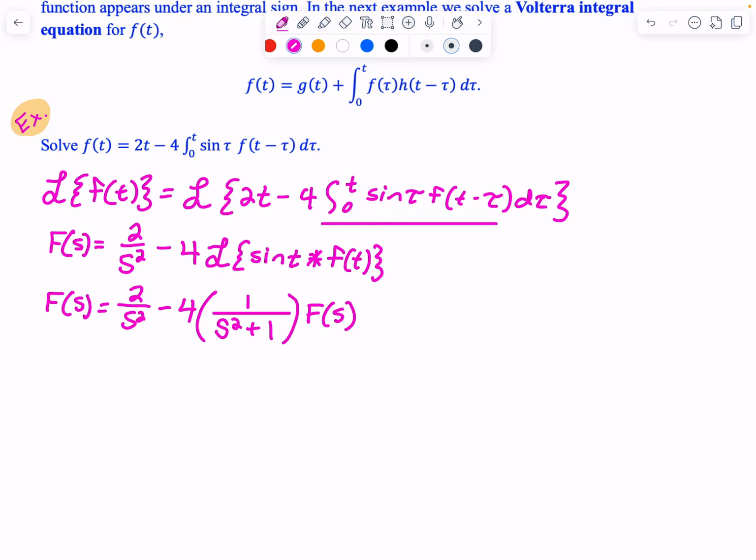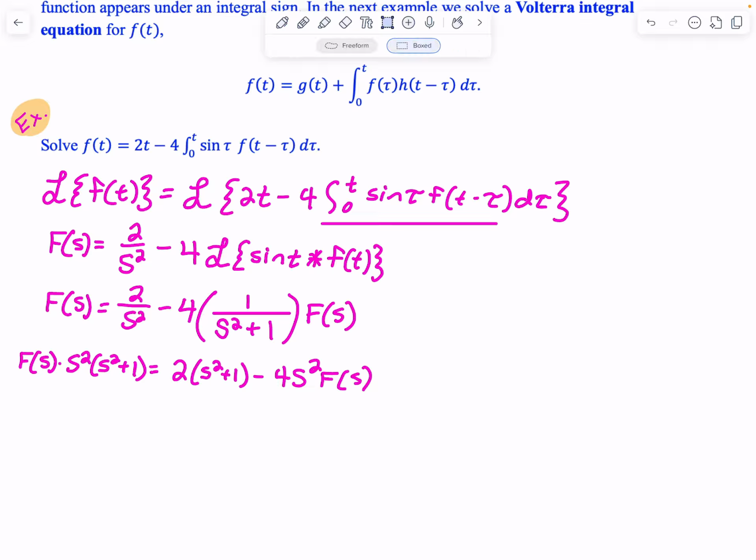Since we have fractions, I'm going to get rid of them by multiplying everything by the two denominators multiplied together. It's going to make things work out simpler in the end. So I get F(s) times s squared times (s squared plus 1), and then I'm going to have 2 times (s squared plus 1) minus 4 times s squared F(s). It seemed like it was going to be a whole lot, but a lot of things cancel, which makes it a little nicer and not so hard to calculate.